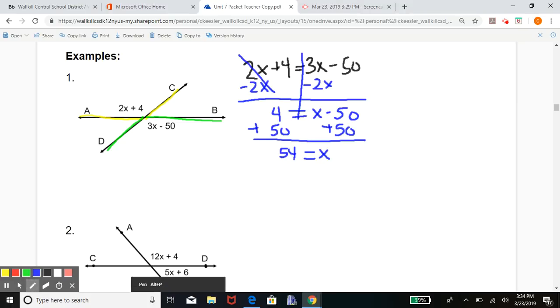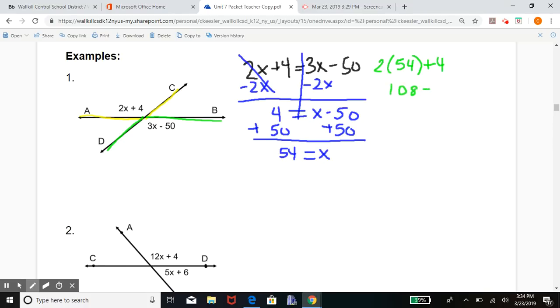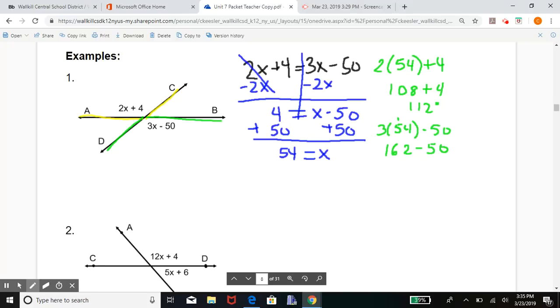So if we plug in 54, we get 2 times 54 plus 4. And 2 times 54 is 108, plus 4 is 112. Now, the two angles are supposed to be congruent, so just to prove it, I'm going to also plug it into the other side. So 3 times 54 minus 50. 3 times 4 is 12, carry the 1. 3 times 5 is 15, plus 1 more is 162, minus 50 equals 112. So we got those two angles correct.